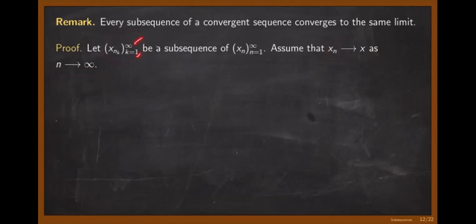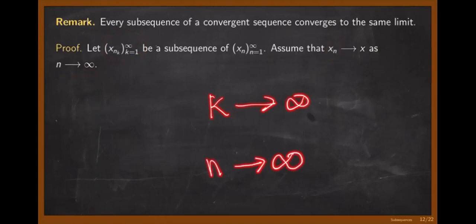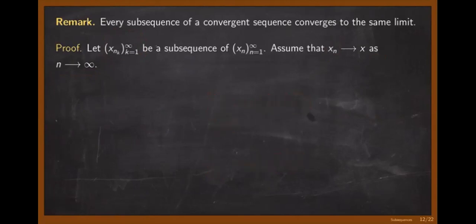Later you will see that k approaching infinity and n approaching infinity are different. k approaches infinity is usually for the subsequence, while n approaches infinity is for the whole sequence. We will now show that the subsequence x sub n sub k converges to x as well as k approaches infinity. Notice the difference: the counter of the original sequence is n, but the counter of the new sequence is k.